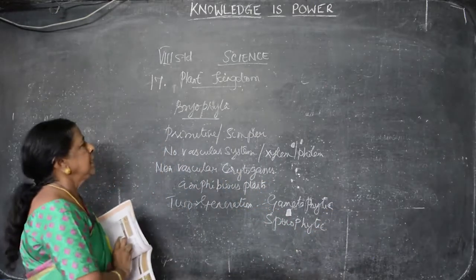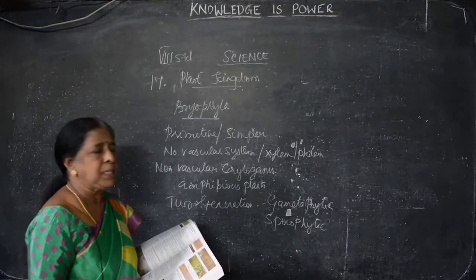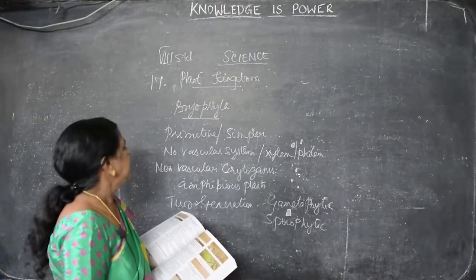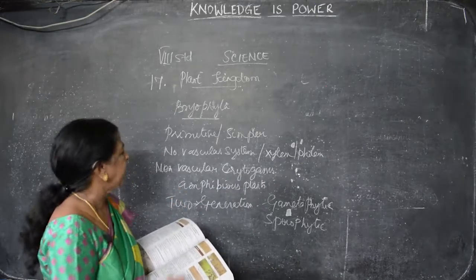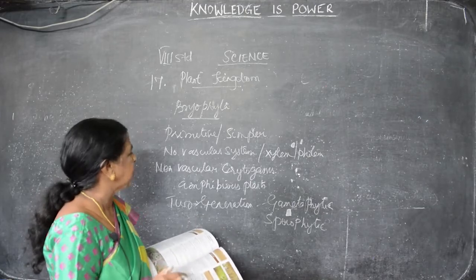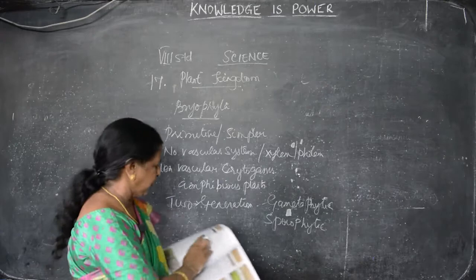So it has 2 generations. What I said, it is a very primitive, simpler plant. No vascular system, the xylem and phloem are absent here, so otherwise known as non-vascular cryptogams. These are all one word answers maybe. It is amphibious because it lives in both land and water. It has 2 generations, gametophytic and sporophytic.